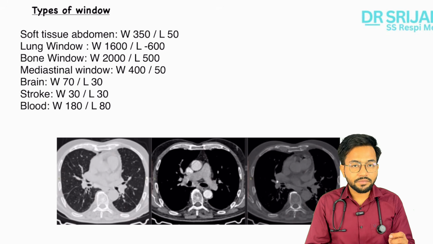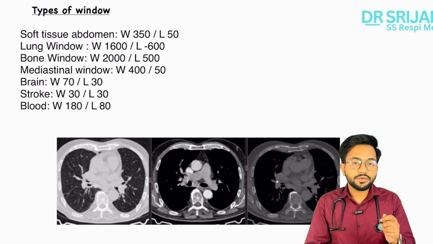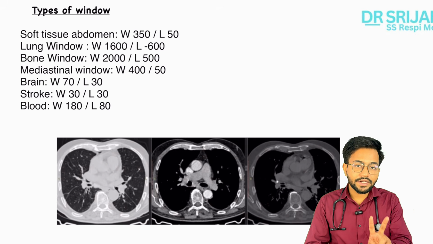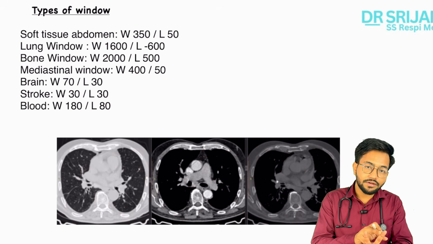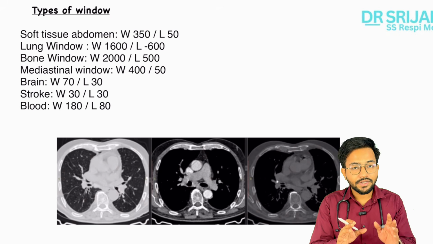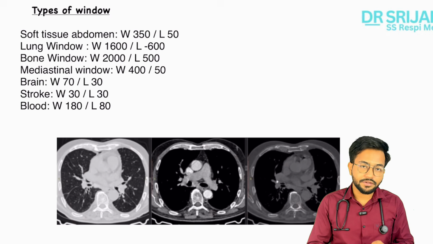So please remember that whenever you get a plate of CT scan, you do not get a single plate. You get two plates. One is the lung window, the other is the mediastinal window. And I hope the concept of window is very clear to you all.